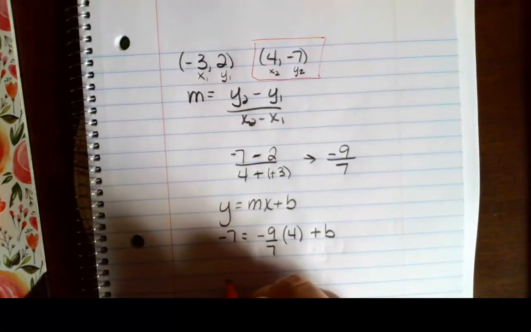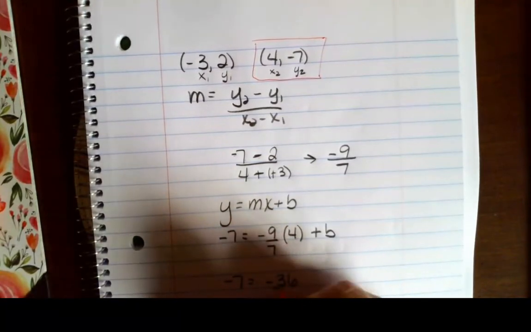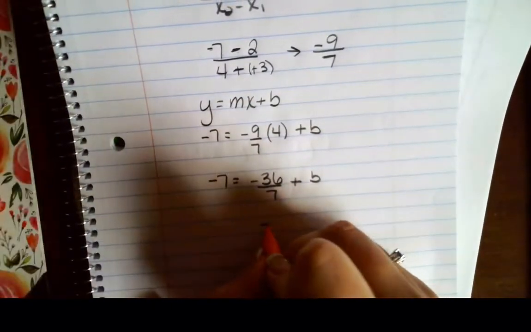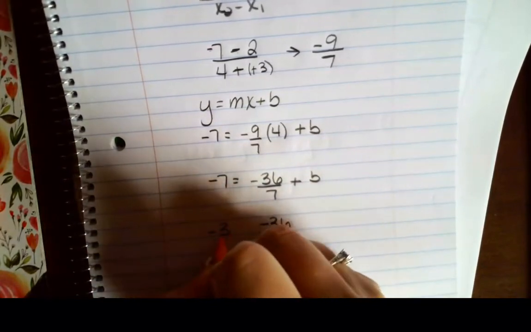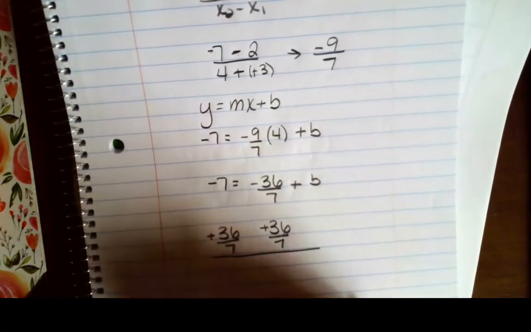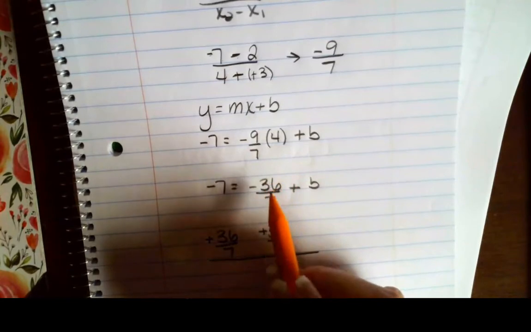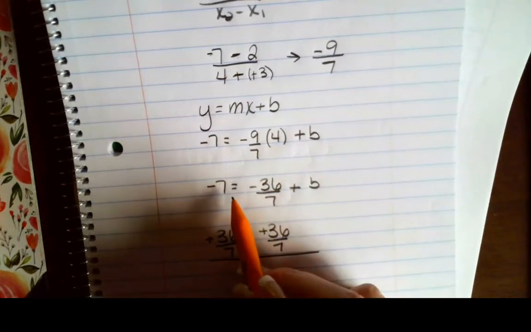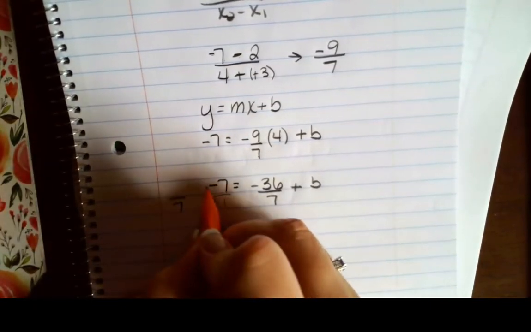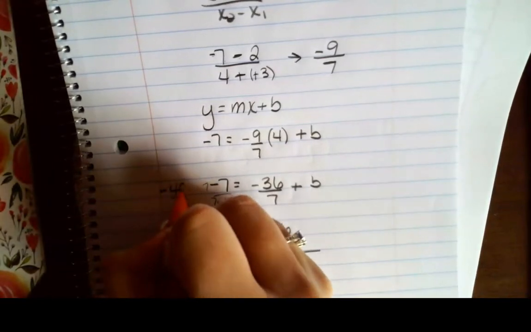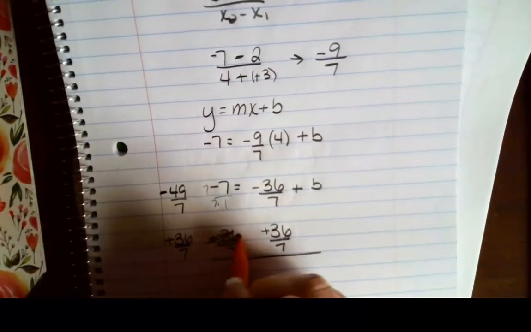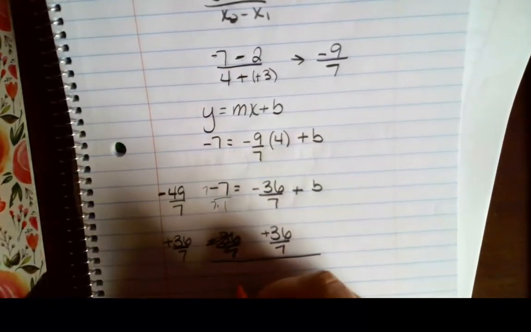All right, so what do I do with fractions? I multiply straight across the top, so I get negative 36/7 plus b. I need to add 36/7 to both sides because it was already negative, so I need a common denominator again. Negative 7 has a denominator of 1. I need it to have a denominator of 7, so I multiply top and bottom by 7. So I get negative 49/7 plus 36/7, and that's going to be negative 13/7.